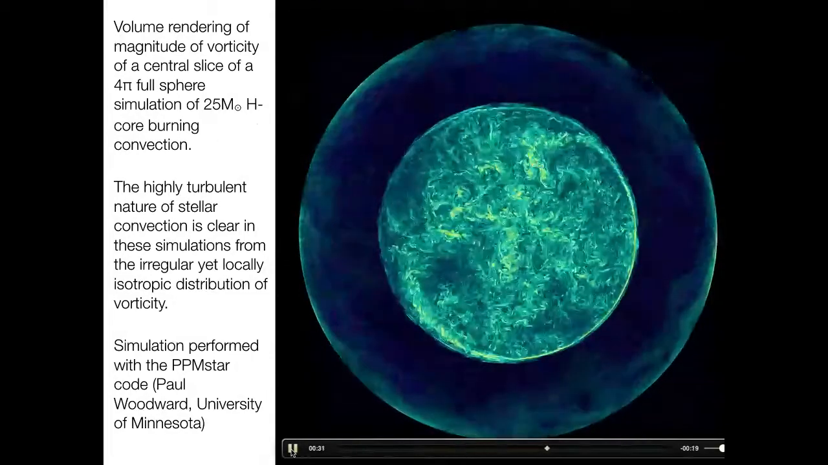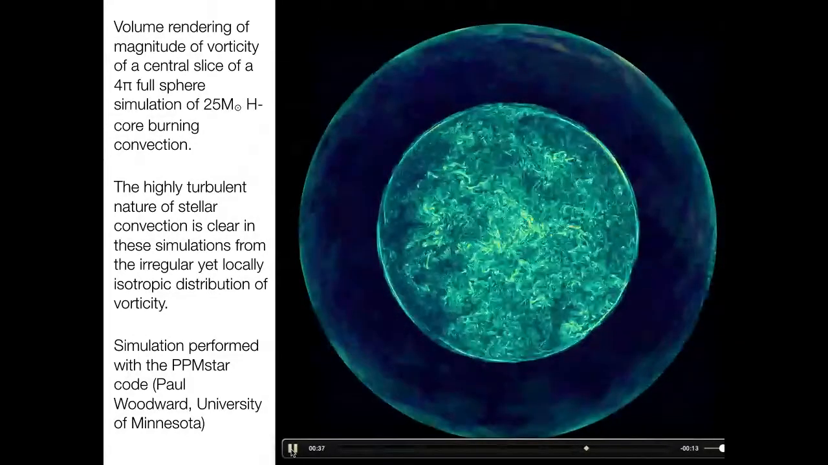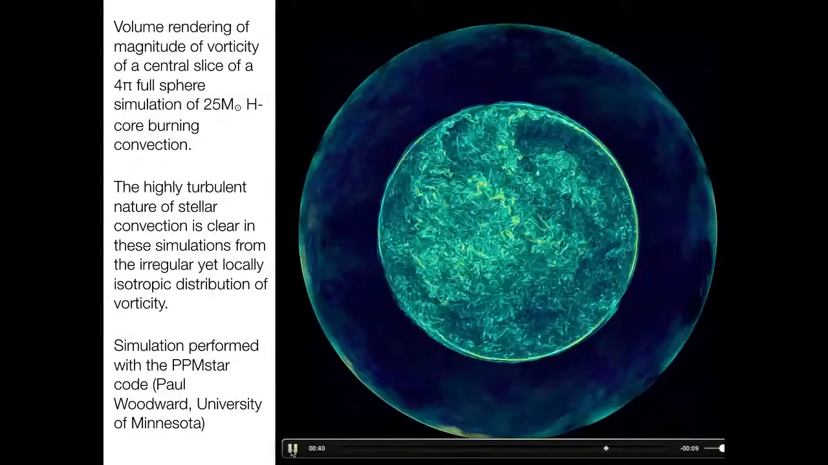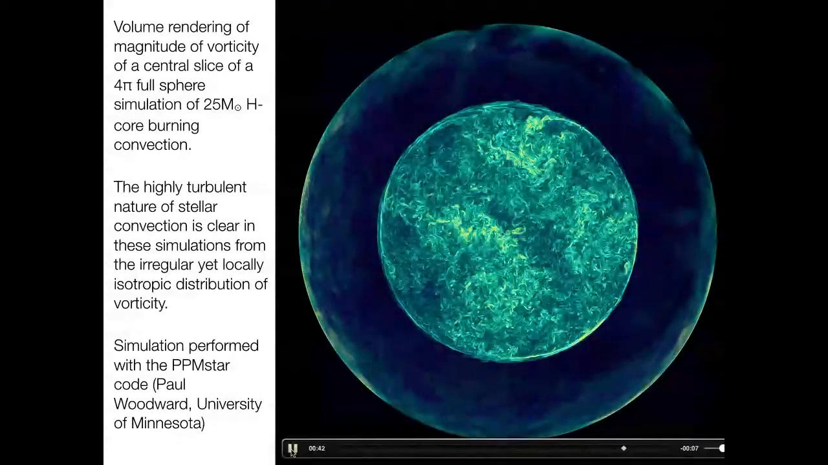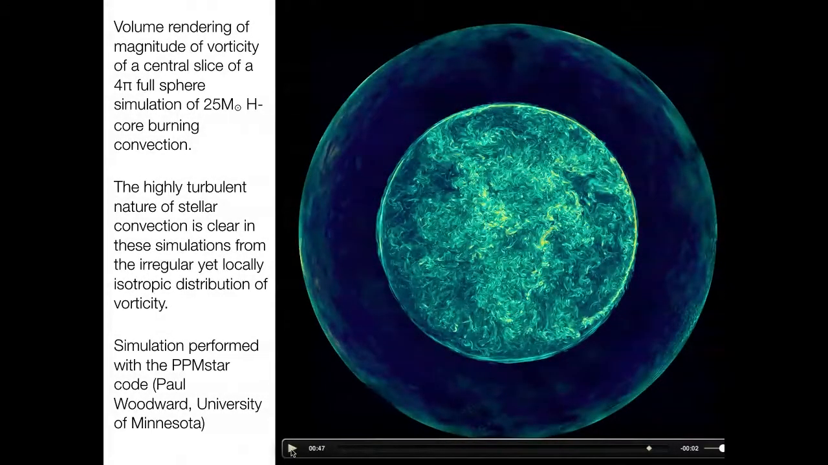So what we see here is indeed the volume rendering of the magnitude of vorticity of a central slice of a 4pi full sphere simulation of 25 solar mass hydrogen burning core convection. And what you can see here very clearly is this outer rim, that is the boundary of the convection zone. In the center, we have this heating region that releases energy due to the nuclear reactions, not shown here, but I'm just telling you that is where it is. So we have the heating in the center.